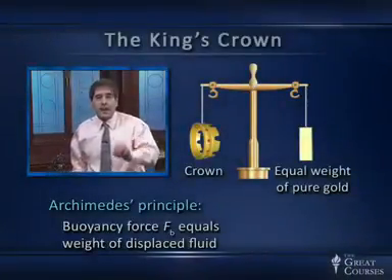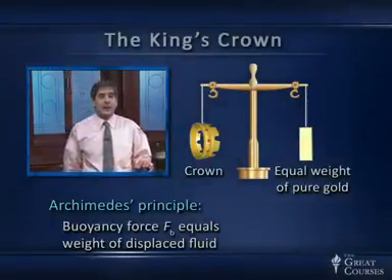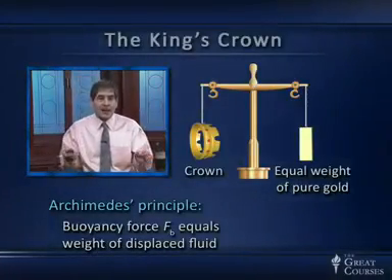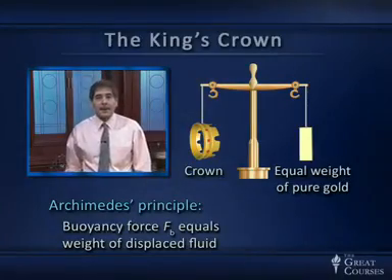So when I replace that fluid with something else that has the same volume, I still have the same force on it, and that force is the force that held the liquid in static equilibrium, so it's the weight of the displaced fluid. So here I show the king's crown balanced with an equal weight of pure gold across a balance, and the fact that they balance indicates that they have exactly equal weights or equal masses.